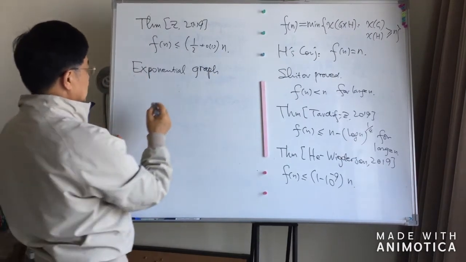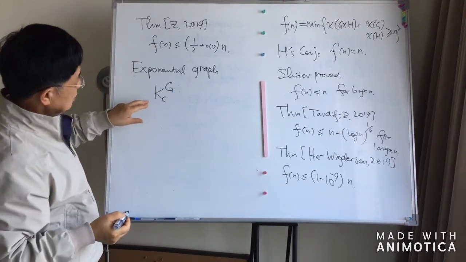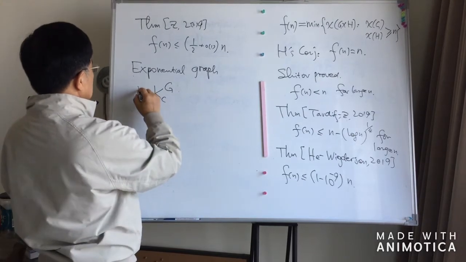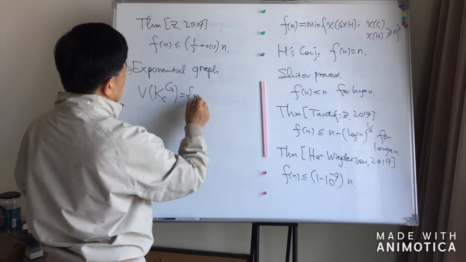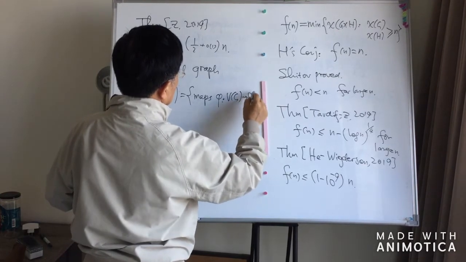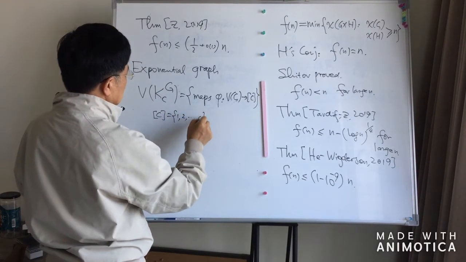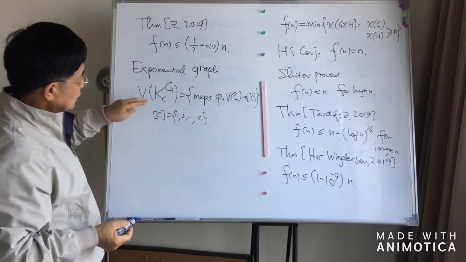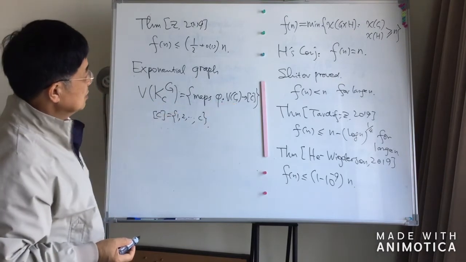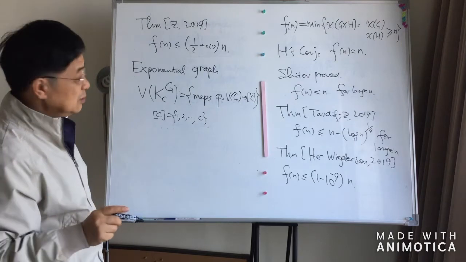Exponential graph. Take a positive integer c and a graph G. You can think of K_c^G as the complete graph to the power of G. This graph has as vertices all maps phi from V(G) to [c], where [c] stands for the set 1, 2, up to c. We can think of each map as a coloring of the vertices of G by colors from [c]. But this coloring is an arbitrary coloring. It doesn't need to be proper.